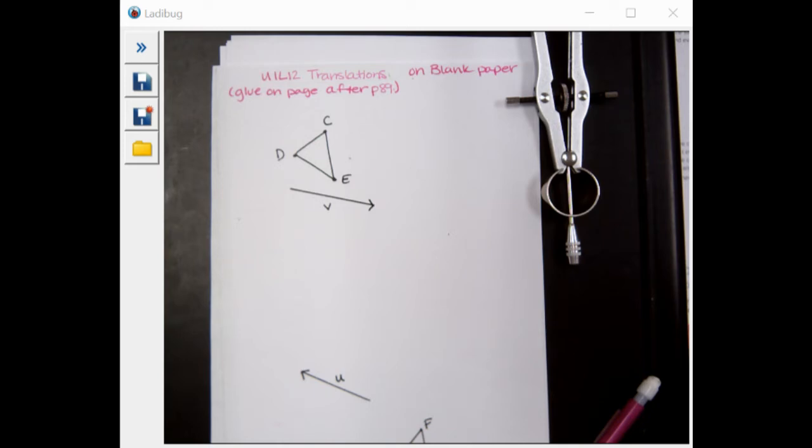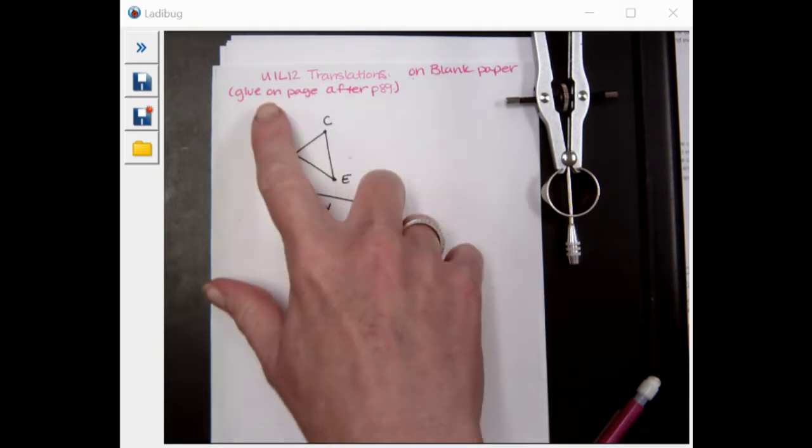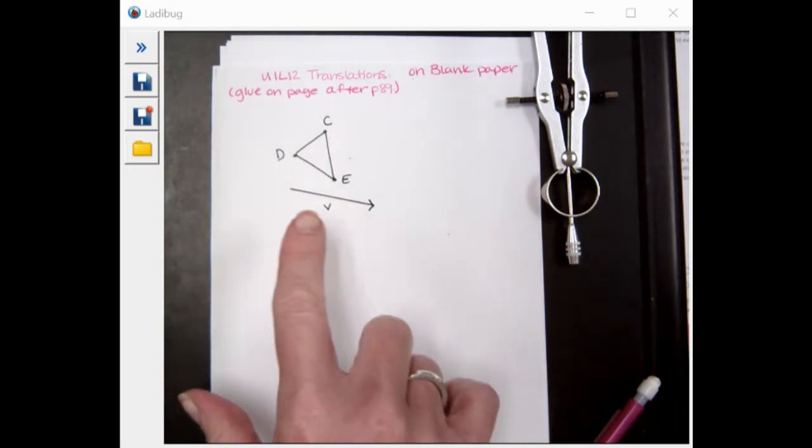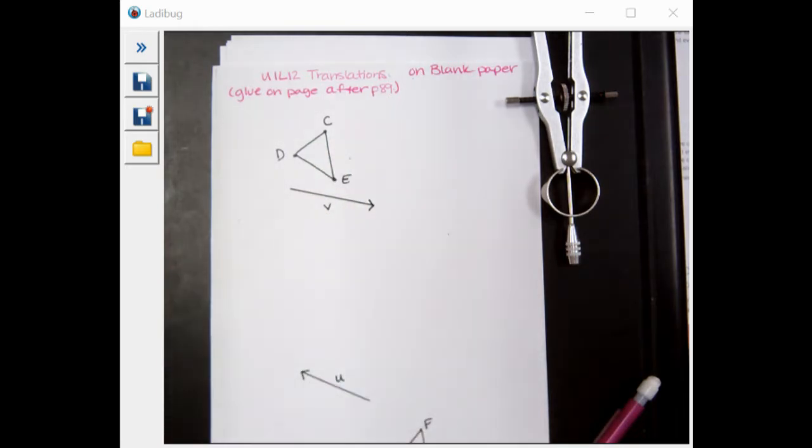Hi, Geometry. This is Unit 1, Lesson 12, and this is Translations. And this will be glued on the page after page 89. So if you're at home, you could always flip to the blank page after page 89 and do these steps directly on the page.